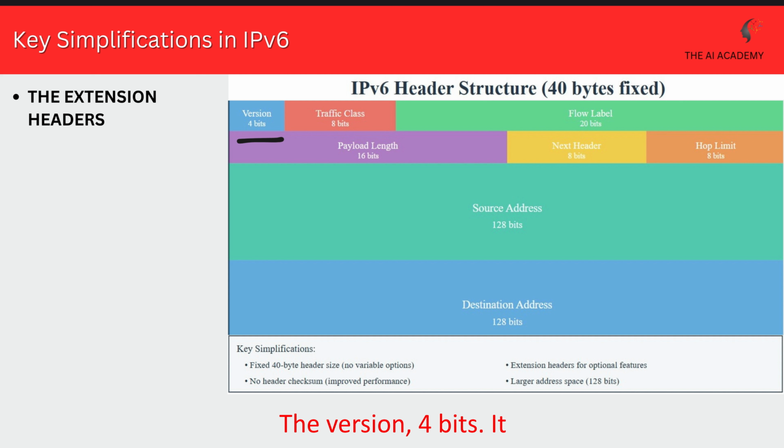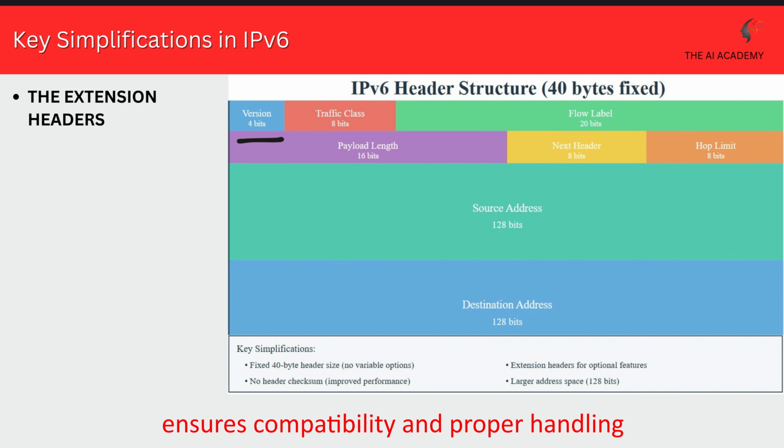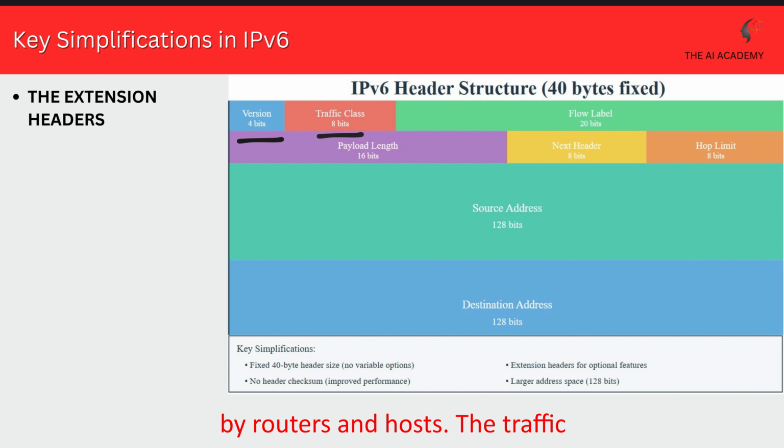The version, 4 bits. It identifies the version of IP being used, 6 for IPv6, and ensures compatibility and proper handling by routers and hosts. The traffic class, 8 bits. Supports differentiated services by marking packets for priority handling. For example, real-time traffic like voice calls can be prioritized over email. Flow label, 20 bits. A unique identifier for a flow of packets, such as video or gaming traffic. It enables routers to process flows efficiently, reducing latency.